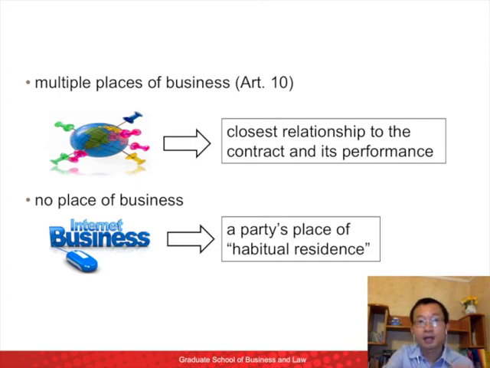What if the party of a contract has multiple places of business? Then we choose the one that has the closest relationship to the contract and its performance. In the context of no place of business, for example, online operation only, we choose a party's place of habitual residence.